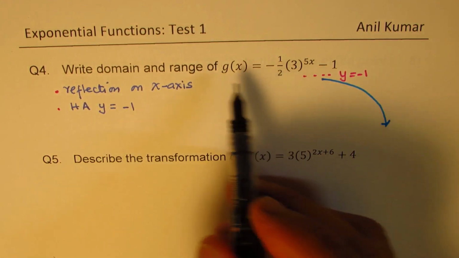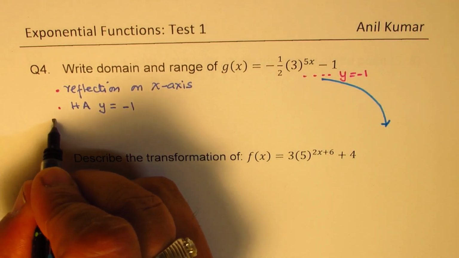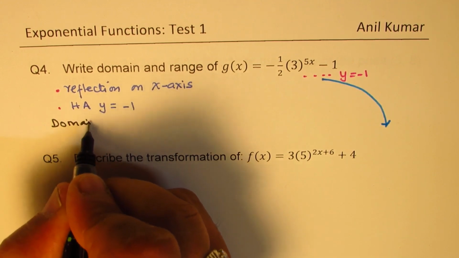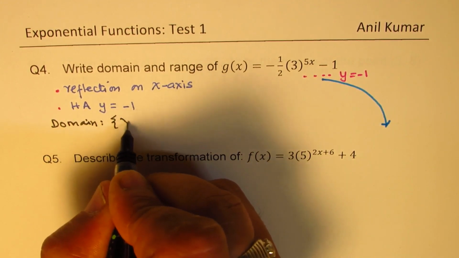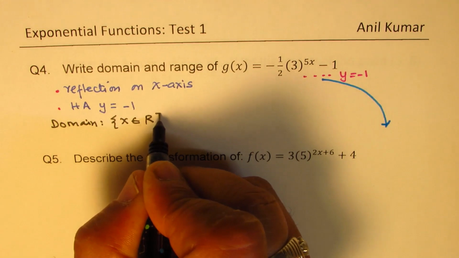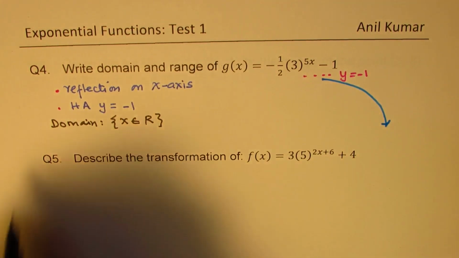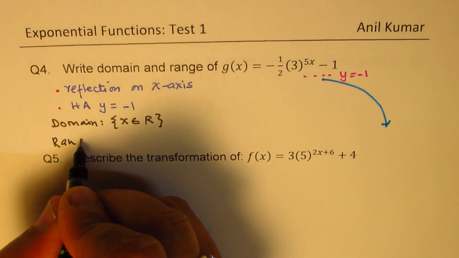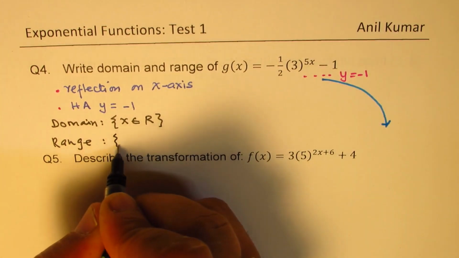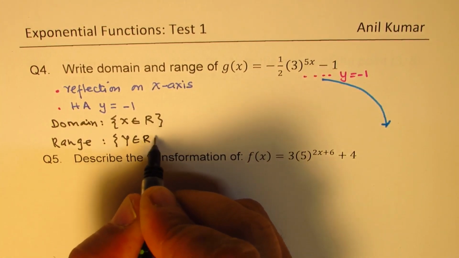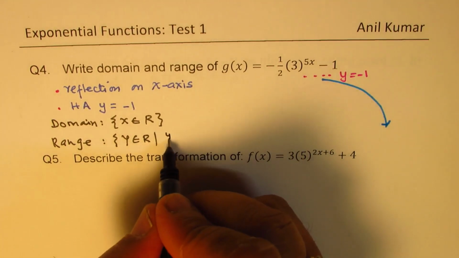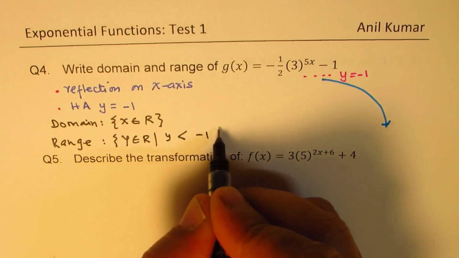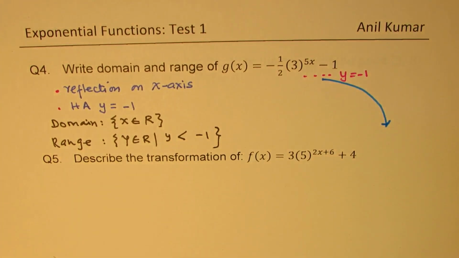As far as the exponential functions are concerned, the domain is all real numbers, so no problems there. So we can write x belongs to real numbers. As far as the range is concerned, there is a restriction, and now we figured it out. We get y belongs to real numbers, where y is less than -1. Is it clear? It is approaching -1, but it is not quite there. So that is how you're going to answer this.